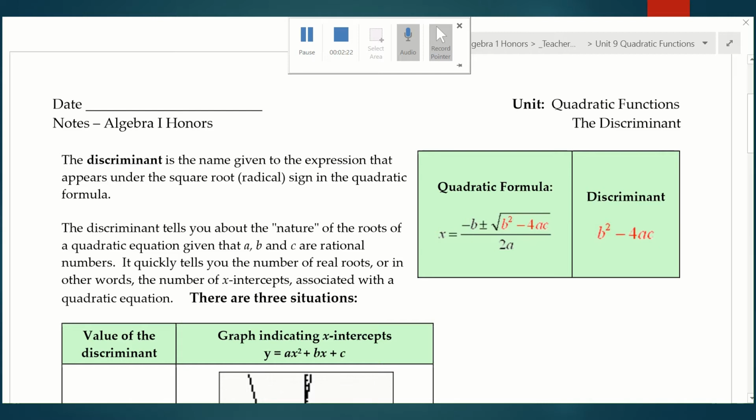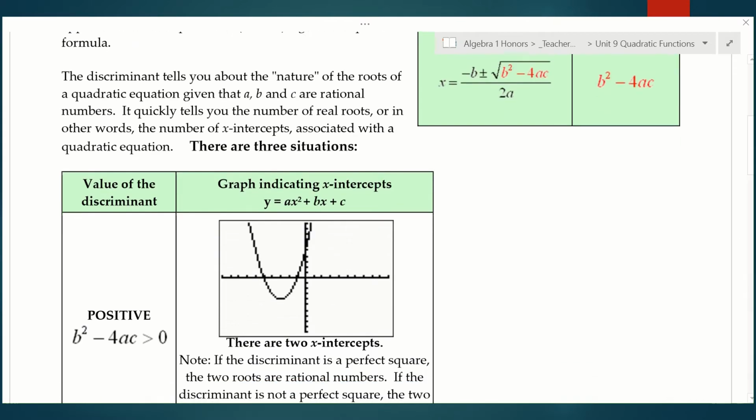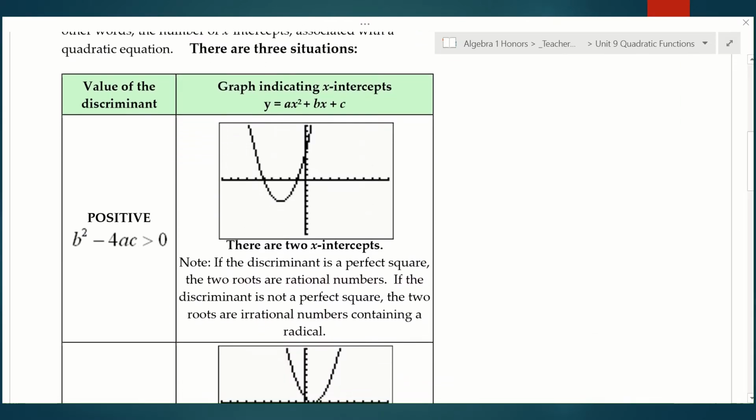Okay, so there's three different things that can happen when we find the discriminant. The first thing that can happen is that we get a number under the square root that's greater than 0, or it's positive. We can say it either way. If we get something that is positive, what that means is that there are two x-intercepts. So our parabola would cross the x-axis at 2 points. Or if we were solving an equation, we would get two answers for x.